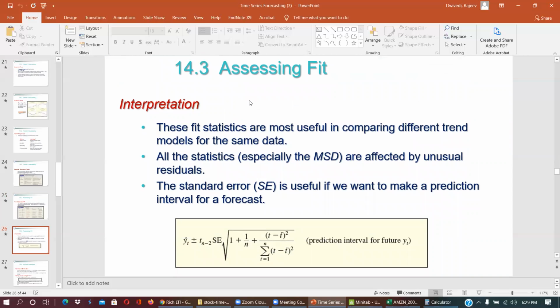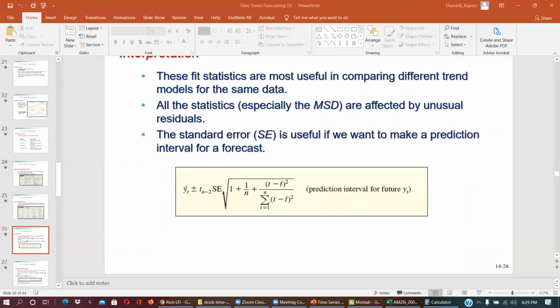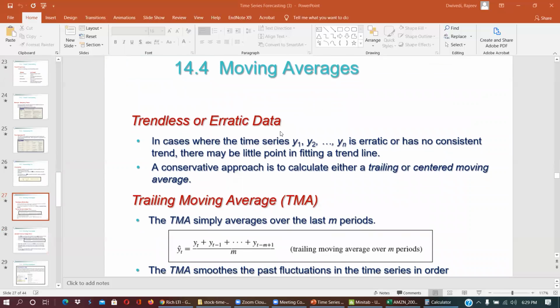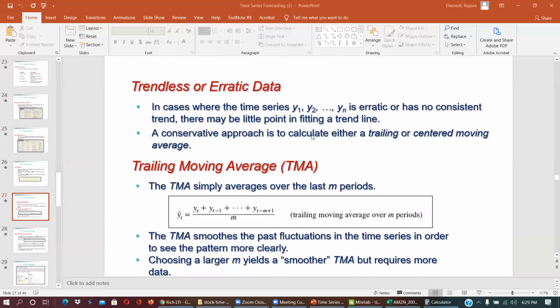Interpretation: these fit statistics are most useful in comparing different trend models for the same data. All the statistics, especially mean square deviation, are affected by unusual residuals. The standard error is useful if we want to make a prediction interval for a forecast. So the simple interpretation is, if these are small, that means they are not highly deviated from the fitted values.